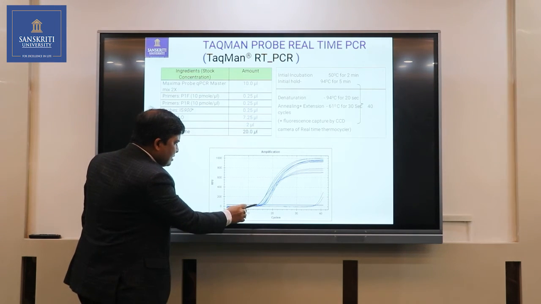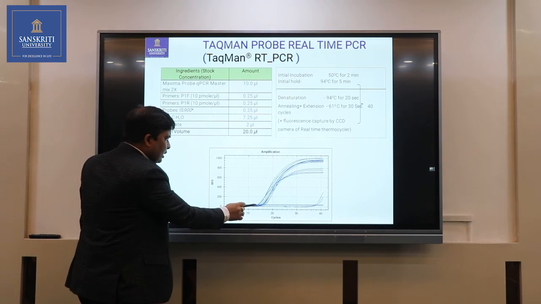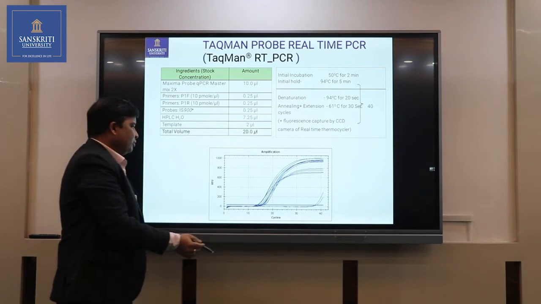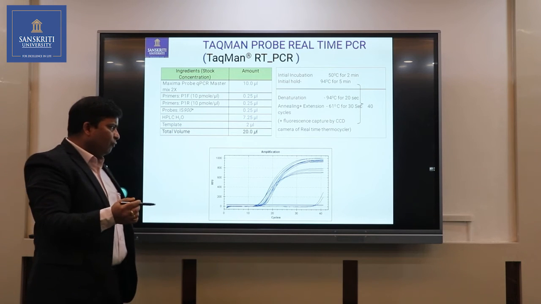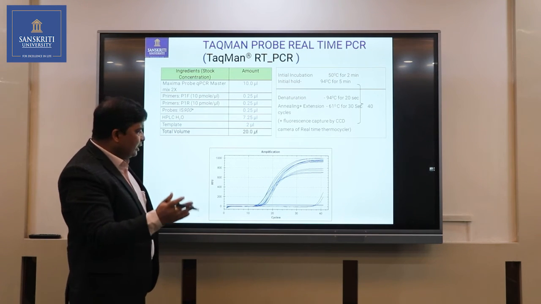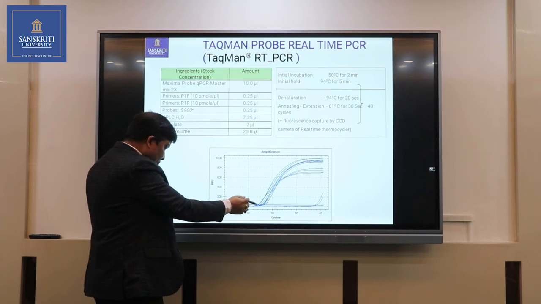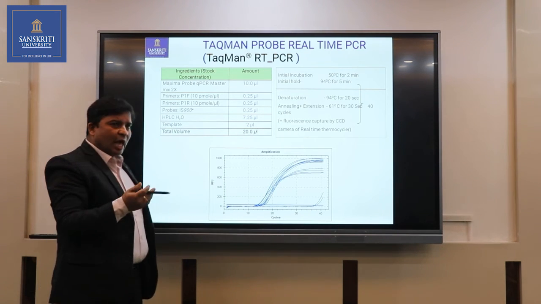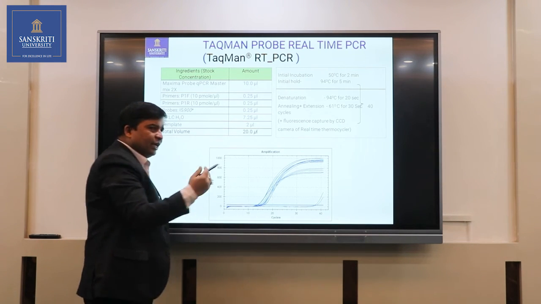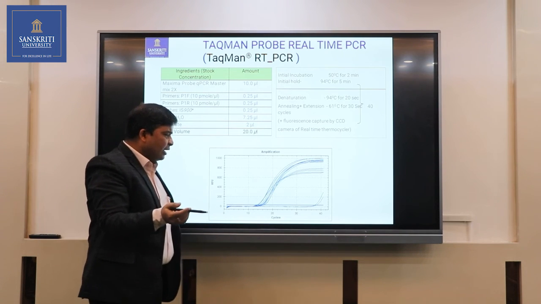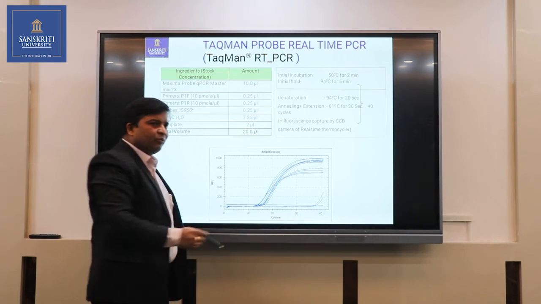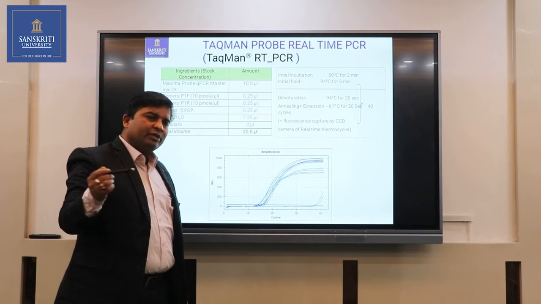So we can see that some samples start giving fluorescence earlier than the other samples. This is showing that, for deciding the positive and negative samples, if fluorescence comes earlier, we can say that the samples have high copy number. If the amplification comes later, fluorescence comes in a later cycle, then we can say that the samples have low copy number. If there is no amplification, no fluorescence, we can say that there is no specific template there.